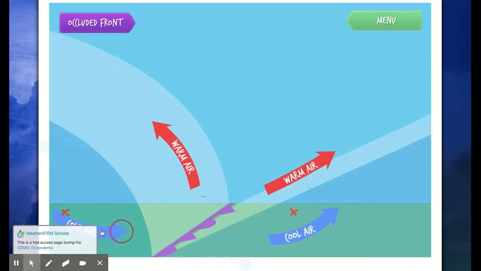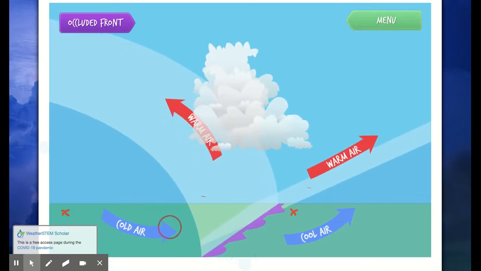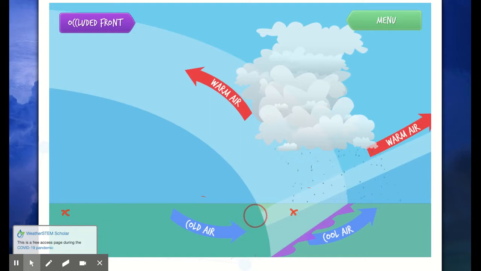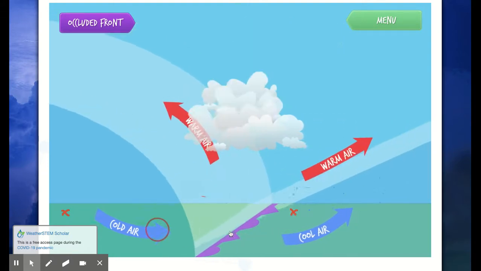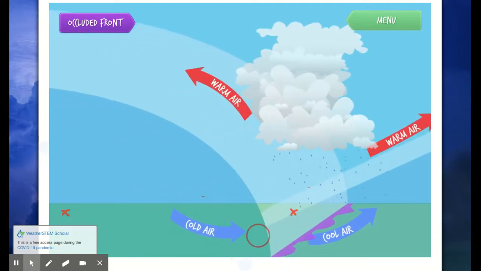As they move along, the one on the left eventually is moving faster. It starts to catch up with the one on the right, and it forces that warm air in the middle up. Okay, so it kind of scoops it up. The two sides scoop up the middle, and again, you get your clouds, you get your precipitation, you get your rain, your storms, as it pushes that warm air up.